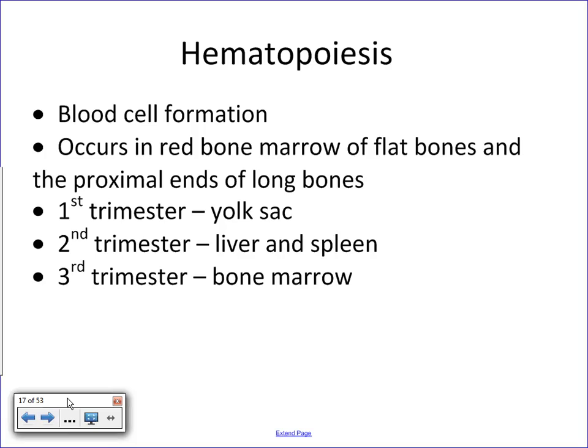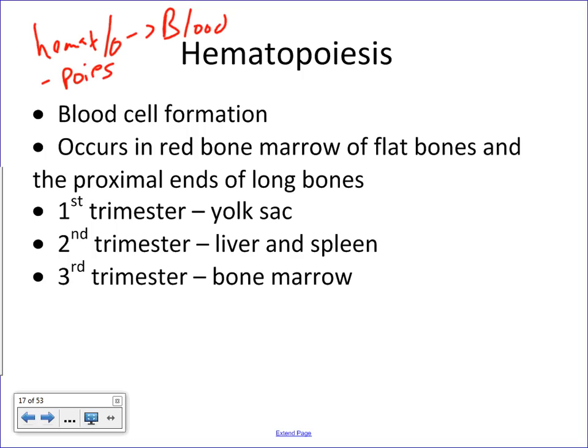Okay, so hematopoiesis. Remember, hemato is blood, and poiesis means to produce. So in general, when we say hematopoiesis, what we're talking about is producing blood, more specifically, the production of blood cells.